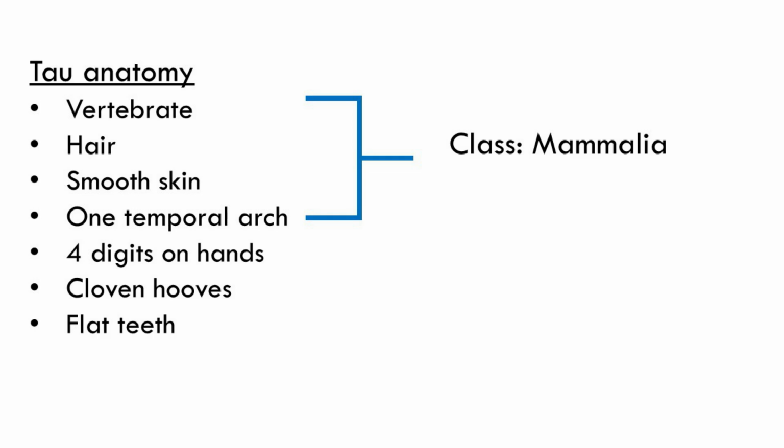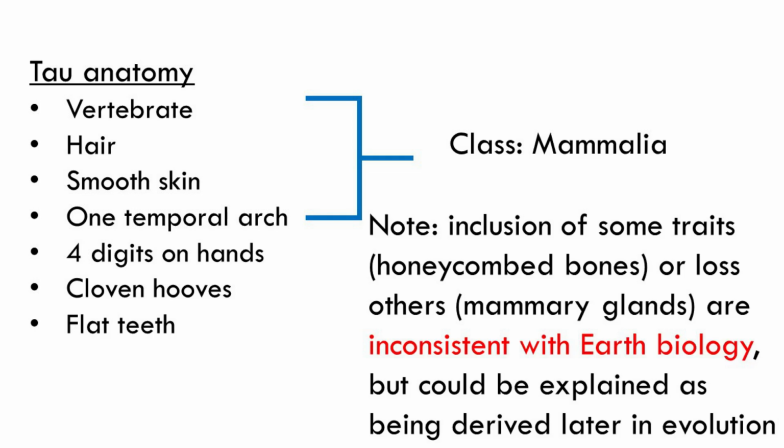The fact that tau are vertebrate, have hair, smooth skin, and one temporal arch is consistent with them being members of class Mammalia, or the mammals. Yet this isn't a perfect fit because there are things about tau that are inconsistent with Earth biology even still. So, for example, if we were to take Xenology's word for it and say that tau have honeycomb bones and don't have marrow, that's not something true of Earth mammals, right? For example, humans have marrow that is really important for creating and regulating our blood supply. And so the fact that tau don't have this would suggest that they're actually not part of Mammalia.